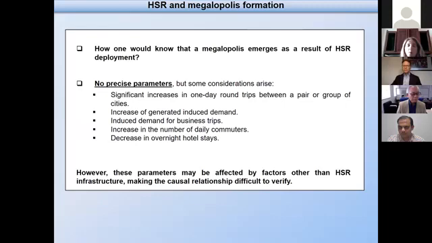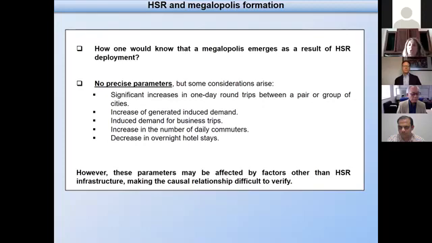So how do we know that the megalopolis emerges as a result of high-speed rail investments and deployment? Well, we can definitely observe some phenomena between two cities connected and served by high-speed rail. A significant increase in one-day round trips between a pair of cities, and an increase of generated induced demand. Definitely between Napoli and Roma there is an induced demand. Before, people didn't use high-speed rail, but because of this infrastructure, they started using it. So a generated induced demand, this is something really interesting.